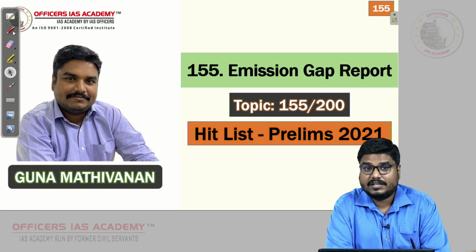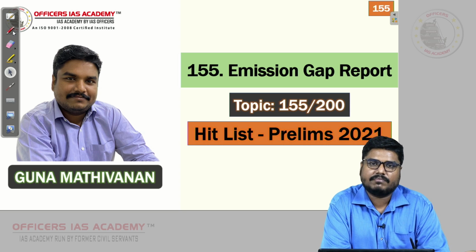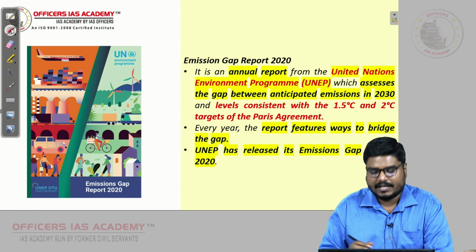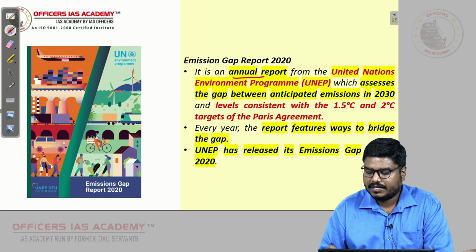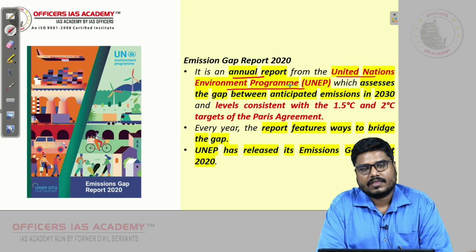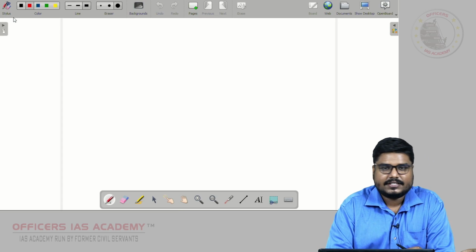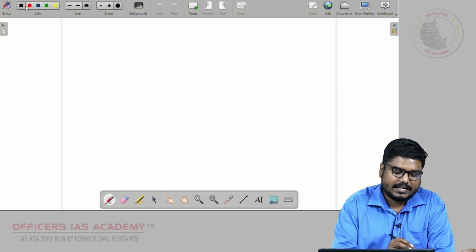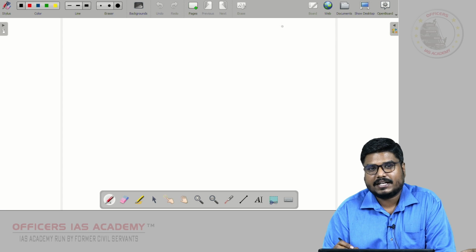In this video, we will be discussing our 155th Current Affairs hitlist topic, that is regarding the Emission Gap Report. Friends, the Emission Gap Report is an annual report released by UNEP, the United Nations Environment Programme. To understand the reason behind this report, first we should know about the Paris Climate Agreement.